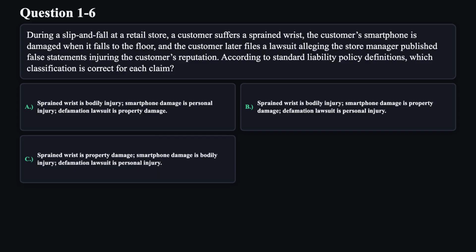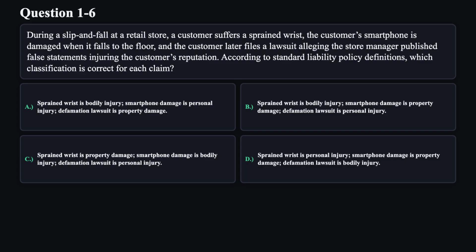C. Sprained wrist is property damage. Smartphone damage is bodily injury. Defamation lawsuit is personal injury. D. Sprained wrist is personal injury. Smartphone damage is property damage. Defamation lawsuit is bodily injury.